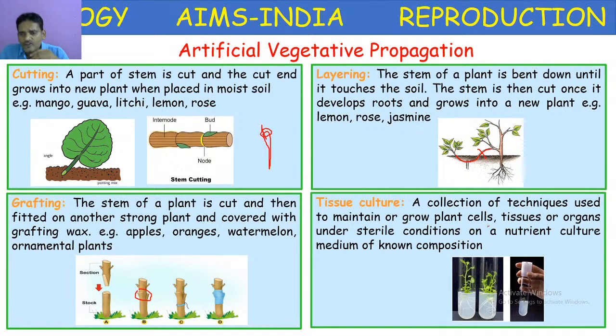Under sterile conditions. So here, tissue culture is a collection of techniques used to maintain or grow plant cells, tissues or organs under sterile conditions on a nutrient culture medium of known composition. For example, here we are calling it an explant, the portion of the plant which is selected for growing on a culture medium.